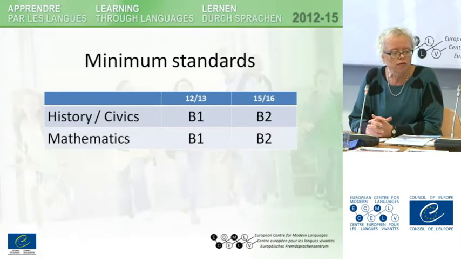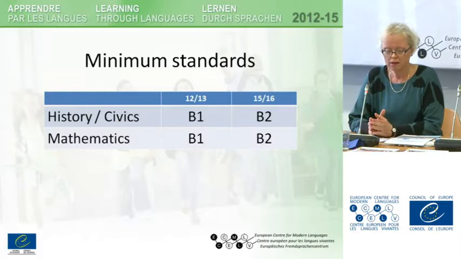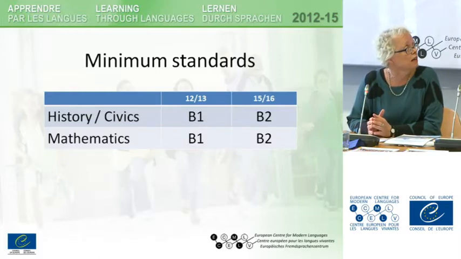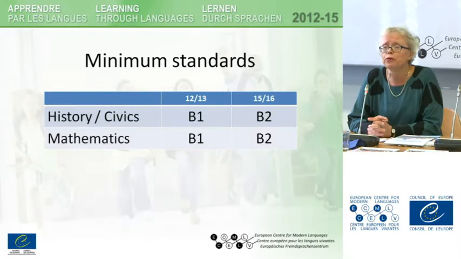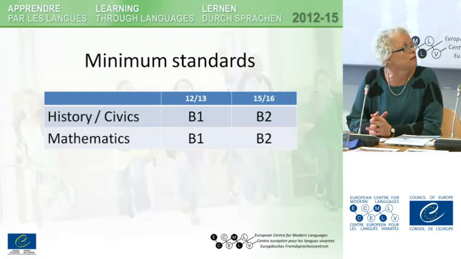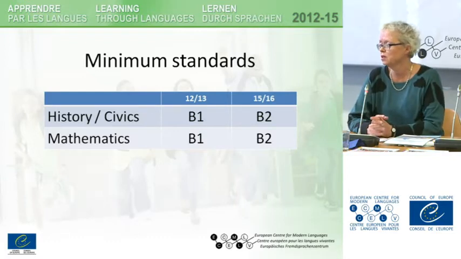The result from the questionnaires we had and what the teachers gave us feedback on is that students studying mathematics and history, the ones who are 12, 13-year-olds, they need a B1 competence, both to reach competence goals in mathematics and history. And the ones who are 15, 16 year olds, they need a B2 competence.